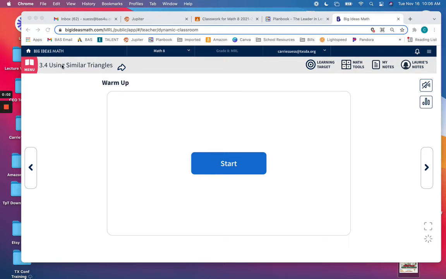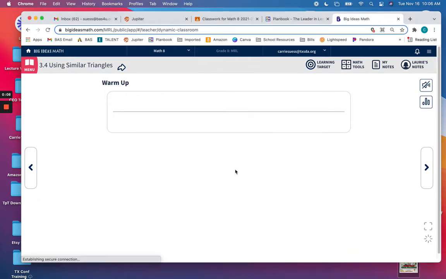Lesson 3.4. This lesson we're going to be discussing using similar triangles. The warm-up. Let me click on it.